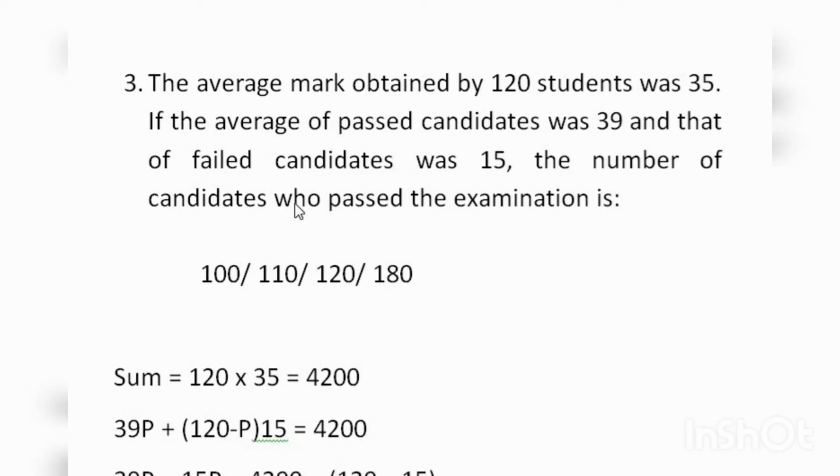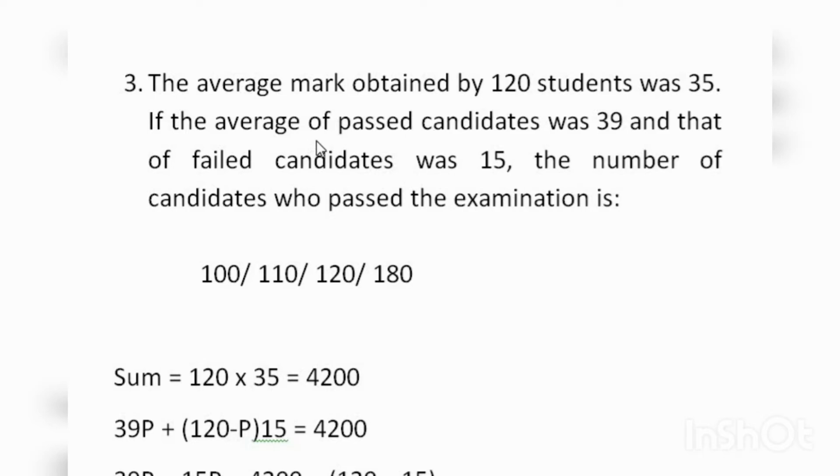Going to the third question, the average mark obtained by 120 students was 35. That means the average mark is given. Average is 35 into the total number of students, which is given as 120. From there we can find the sum. Sum is equal to average into total number. So we will get sum is equal to 120 into 35, which is equal to 4200.